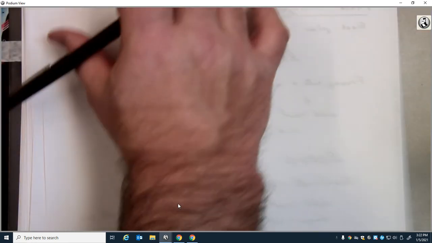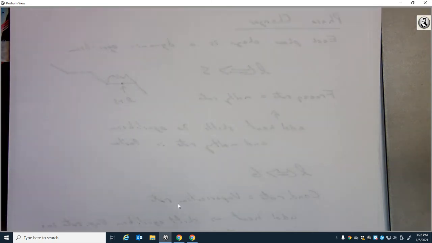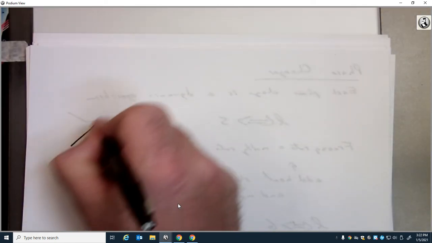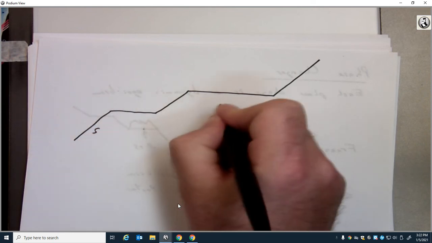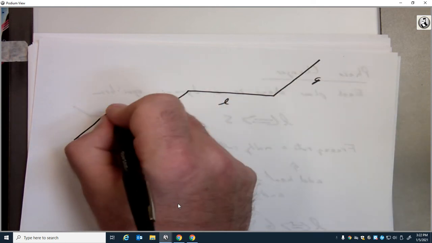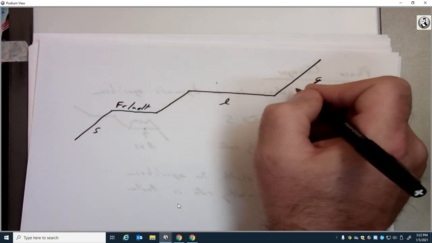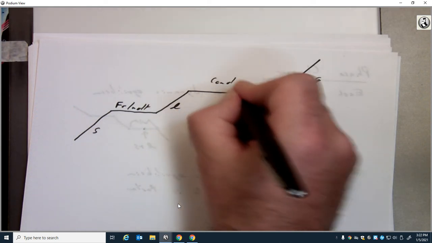Let's see here. So let's look at a heating cooling curve. Okay, so this would be solid and liquid and gas. So this is where we're freezing and melting. This is where this is liquid, sorry. This is where we're condensing and vaporizing.